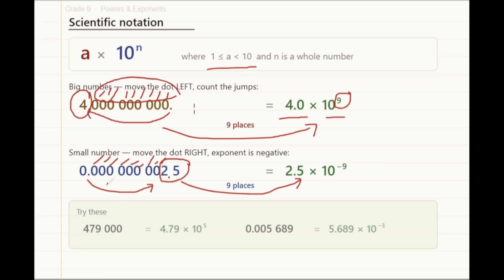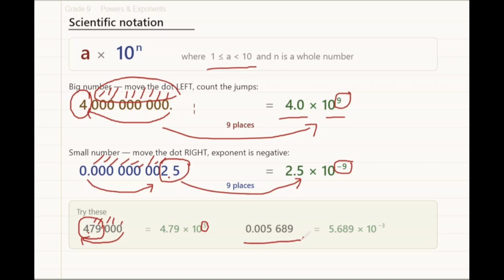But since we are moving the decimal to the right, the power becomes the negative number. So in this case, when we are moving the decimal to the left, the power is positive. When we are moving the decimal to the right, the power is negative. Let's look at this example. So here the number is 479. So where can we put the decimal place so that the number is between 1 and 10? So you can see we'll have to put the decimal place here, right? And how many digits are we moving the decimal? So here if we count 1, 2, 3, 4, 5. So we are moving the decimal by 5 digits. And since we are moving it to the left, the power is positive. So this becomes 4.79 times 10 to the power 5.